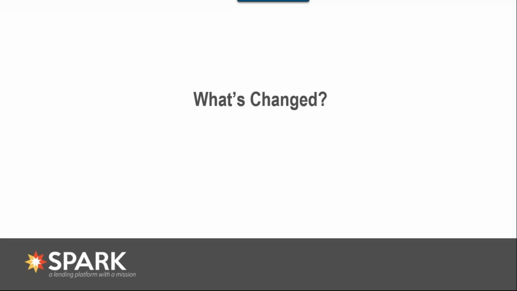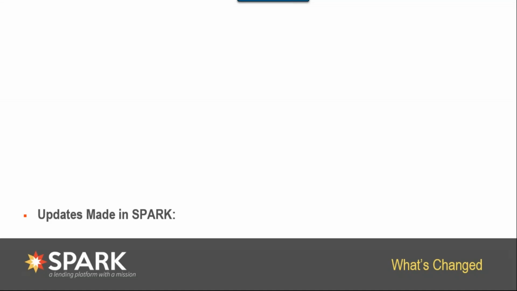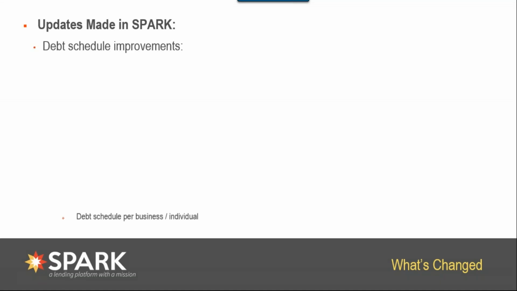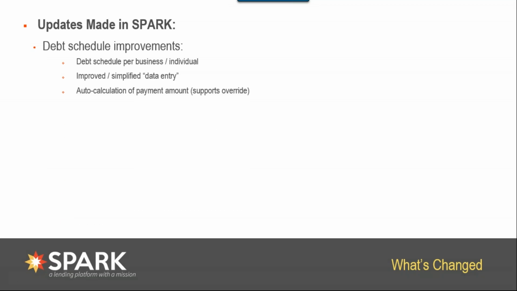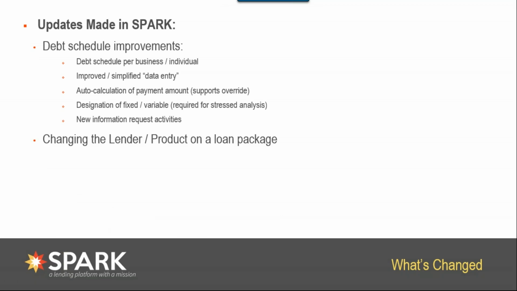Now we're going to move into what's changed on the Spark platform. Currently we've made updates to our debt schedule, and this is going to look a little bit different than what you've seen previously. With our debt schedule, we've now broken it down into businesses and individuals. So when you click into it, you'll be able to see it's separated out by all the businesses you have listed on your loan, as well as any individuals.